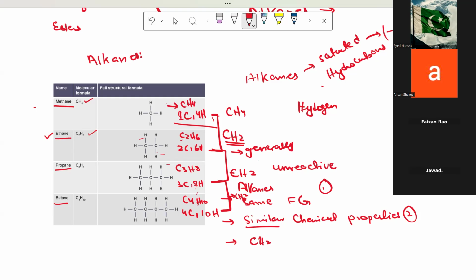Each member differs by an additional CH2 unit. सही है। This is the third point. The fourth point is, as we go down the series, there is a gradual change in the physical property. Now, what are physical properties?